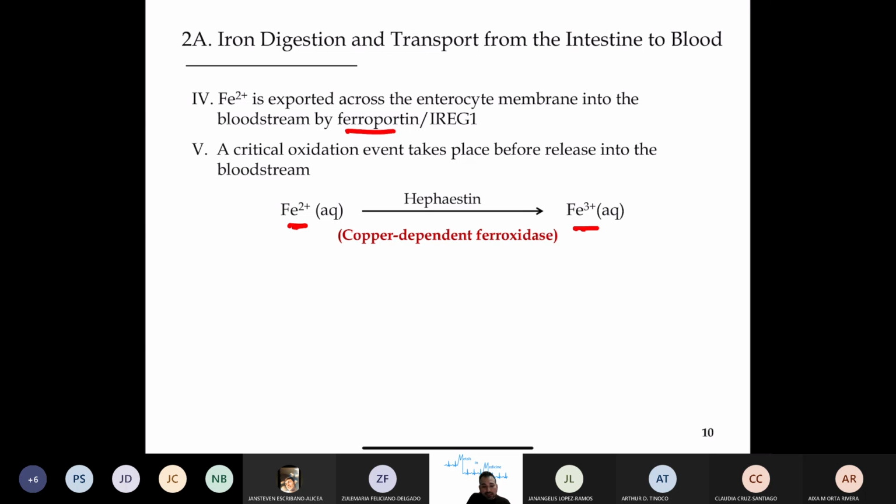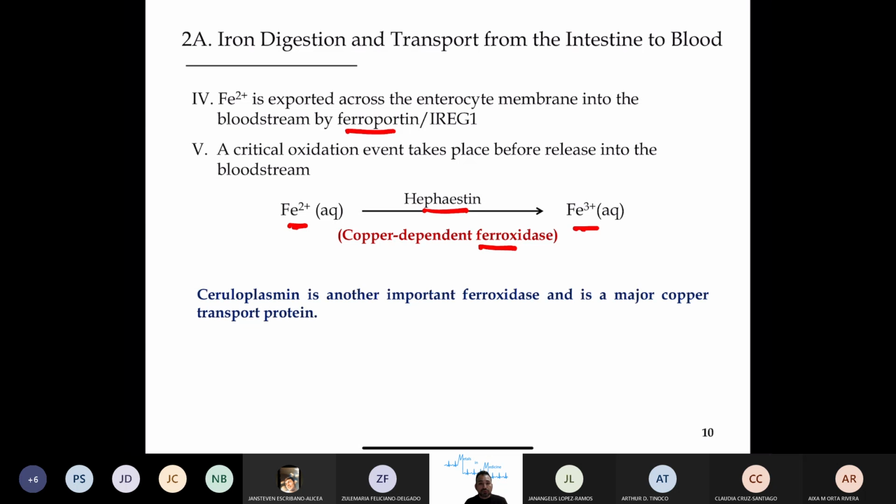And it's this enzyme, the hephaestin enzyme, which is a copper-dependent ferroxidase. Ferroxidase means something that will oxidize the iron, and it's a copper-dependent protein. A related protein, which is copper-dependent ceruloplasmin, also plays a big role in terms of the regulation of the iron oxidation state. And you will see that copper and iron are quite interdependent in terms of facilitating their bioavailability.